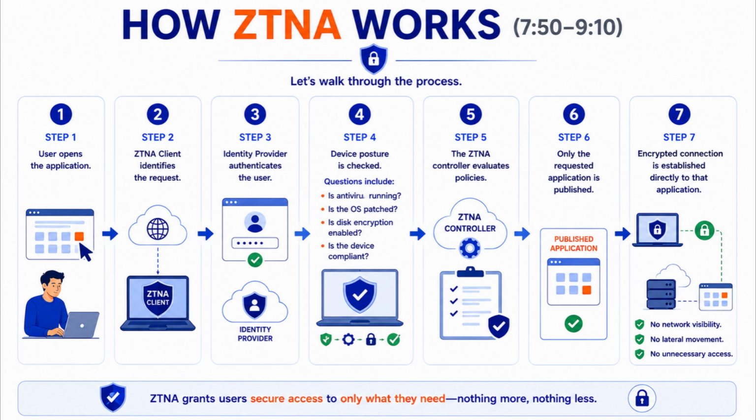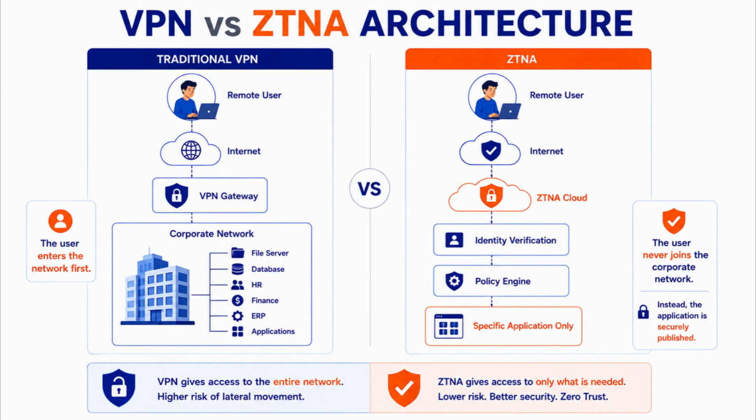Step 7. Encrypted connection is established directly to that application. No network visibility. No lateral movement. No unnecessary access. VPN versus ZTNA architecture. In a traditional VPN, the user connects in this pattern: remote user, internet, VPN gateway, corporate network, file server, database, HR, finance, ERP applications. The user enters the network first.